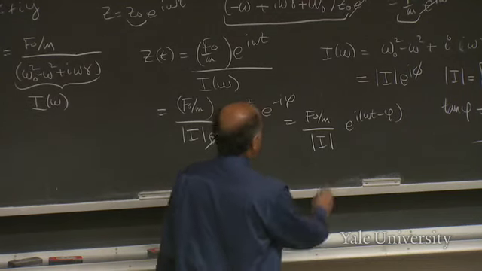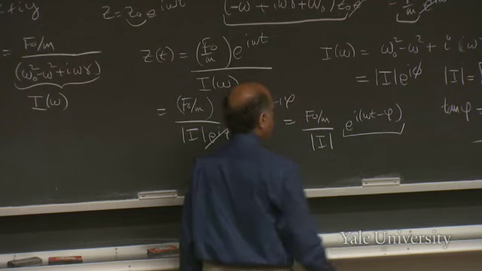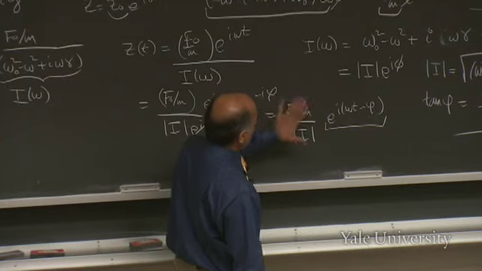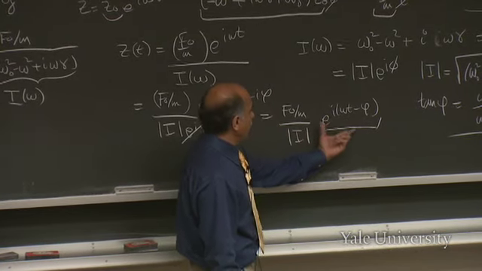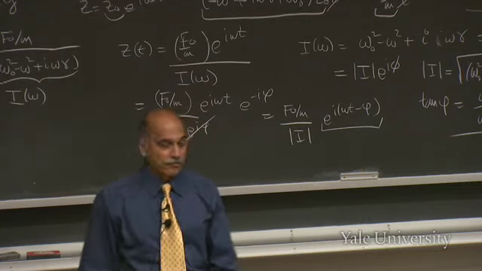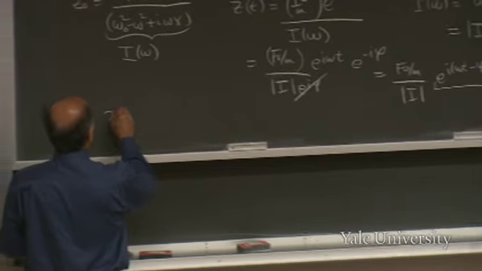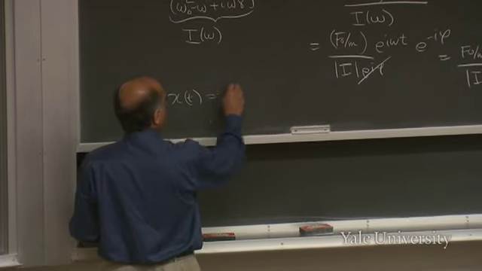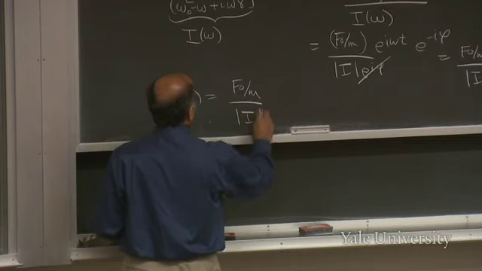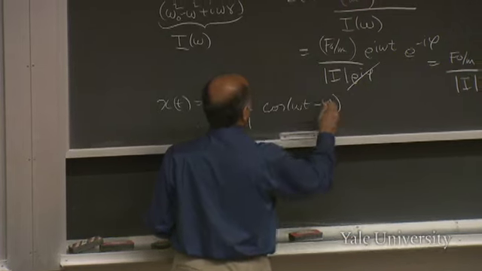Now it's easy to take the real part, because this is cos(ωt − φ) + i sin(ωt − φ). These are all real numbers, so they'll just multiply the whole thing. But the real-to-imaginary separation now comes from just taking the cosine part of this exponential. And that is our final answer. That's the answer we've been looking for: x(t) is equal to (F0/m) divided by the absolute value of I, times cos(ωt − φ).